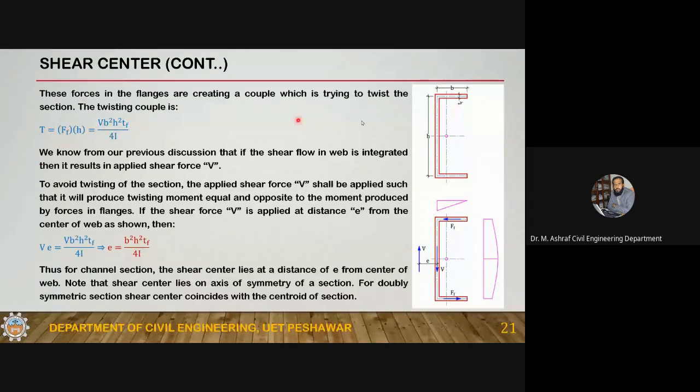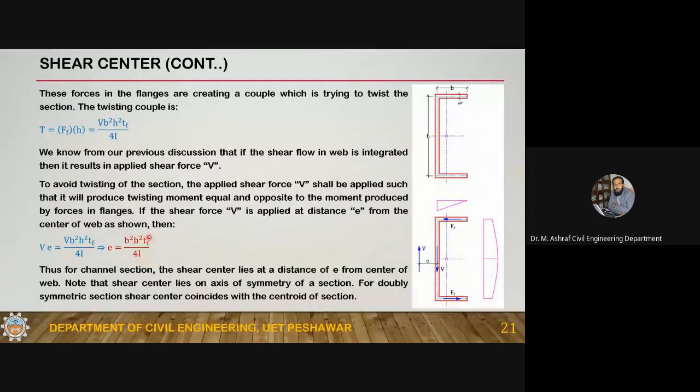So this is the twisting couple, and to resist this, the couple V into E must be equal to this twisting couple. V into E produces a couple in a clockwise direction, and FF produces a couple in the counterclockwise direction. If they balance each other, there will be no twisting. So V into E must equal this, so E is equal to this one.